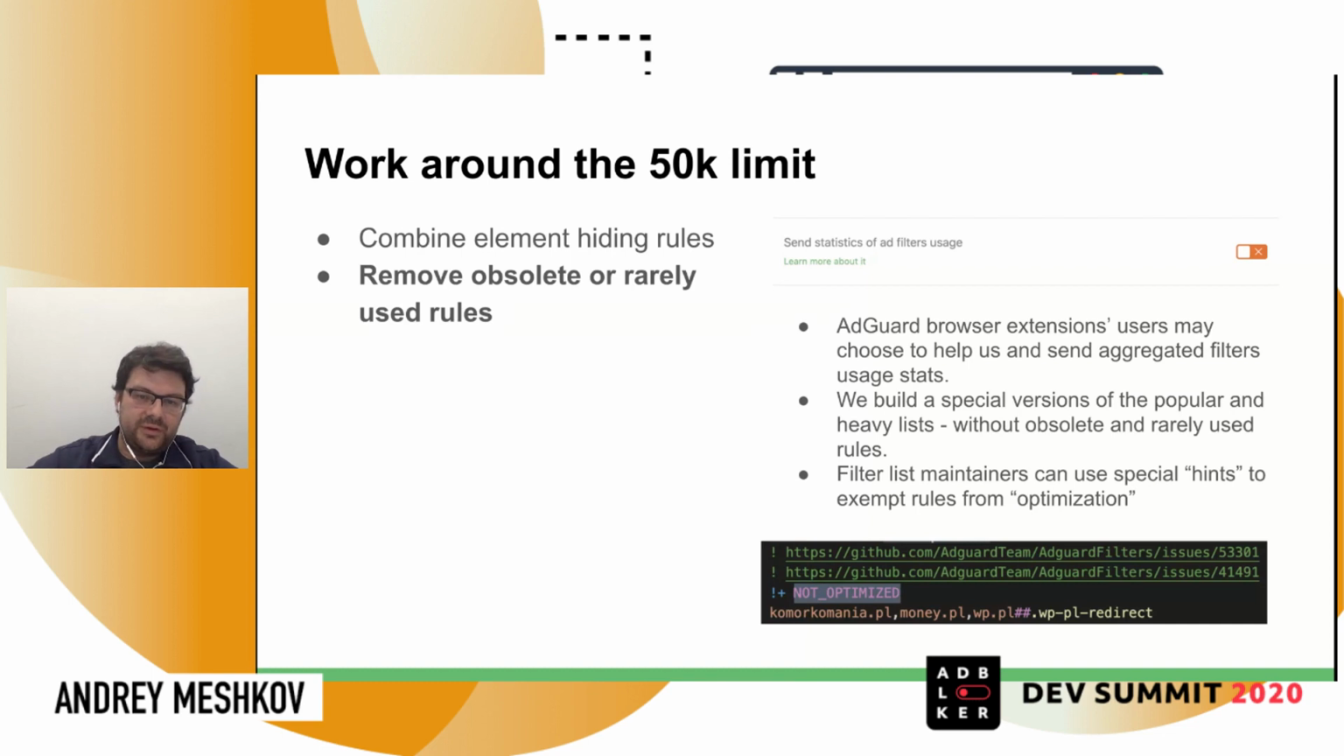But unfortunately, this alone may cause some problems because for some rules we just don't have stats, but they have to be used on iOS as well. So in order to solve this sort of issue, filter list maintainers can use special hints. As you can see on this slide, here is an example of such a hint from real life. And these hints are used to exempt rules from the optimization process.